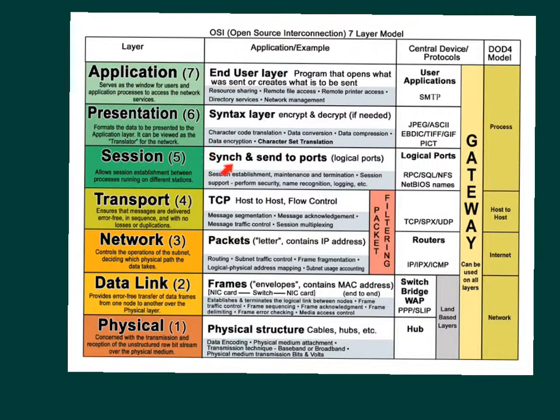Then we have the session level, which is level 5, and that's the sync and send ports, and that's the actual ports on each computer at each end, which is basically the open doors. If you've got a firewall, these have to be defined and set so that data can get in and out of a computer. So that has to be encoded within level 5.